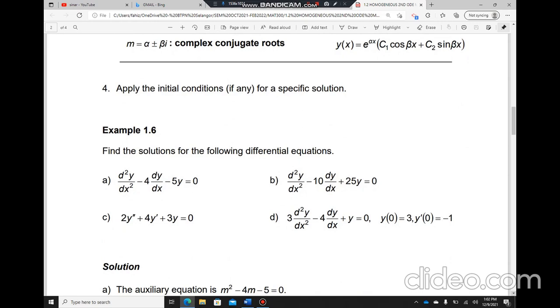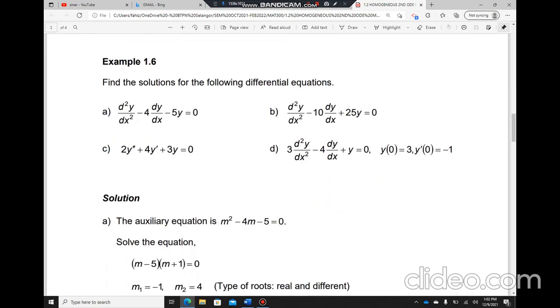Okay, kita tengok kat sini. We have example 1.6 here, A, B, C and D. Okay, find the solutions for the following differential equation. So yang ni sebenarnya topik ni agak mudah sebab dia lebih kepada bentuk kuadratik. Yang ni untuk second order. Okay, so how we solve?